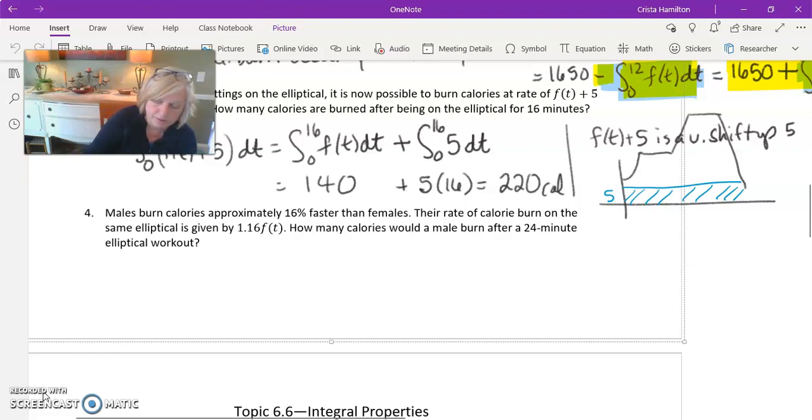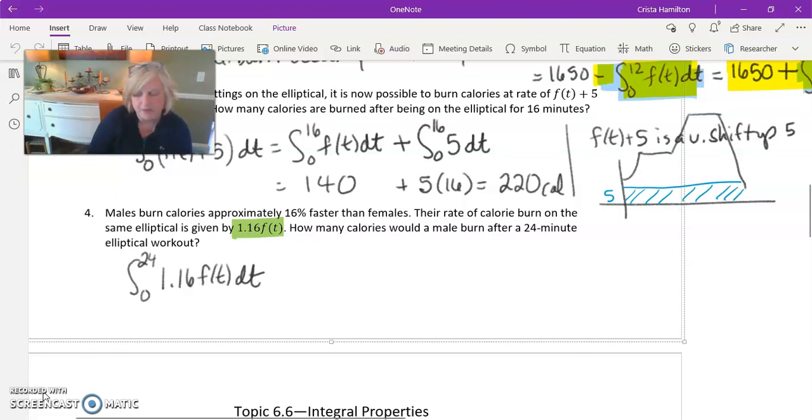So notice that what we've done is we've added a scalar multiple in front of the f of t. So we're now going to do a vertical stretch of the graph. And we would like to know how many calories the male would burn for the whole 24-minute workout, the integral of 1.16 times f of t dt. So we're just adding that scalar multiple in.